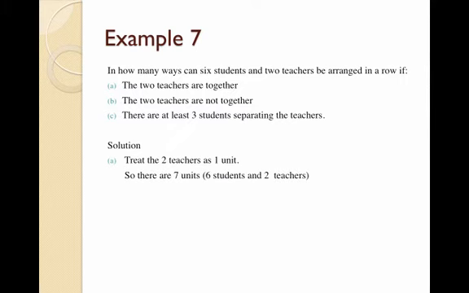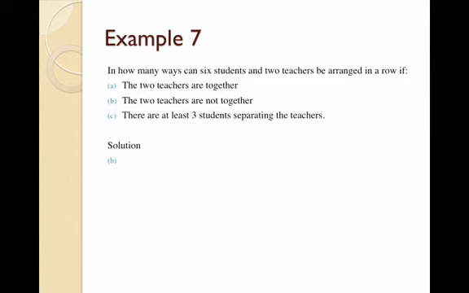So in fact there are actually 7 units. There are 6 students and the unit of 2 teachers. So this can be done in 7 factorial ways. However, each of the 2 teachers can be arranged in 2 factorial ways. So we need to make sure that we multiply by 2 factorial, giving us an answer of 10,080 different ways.